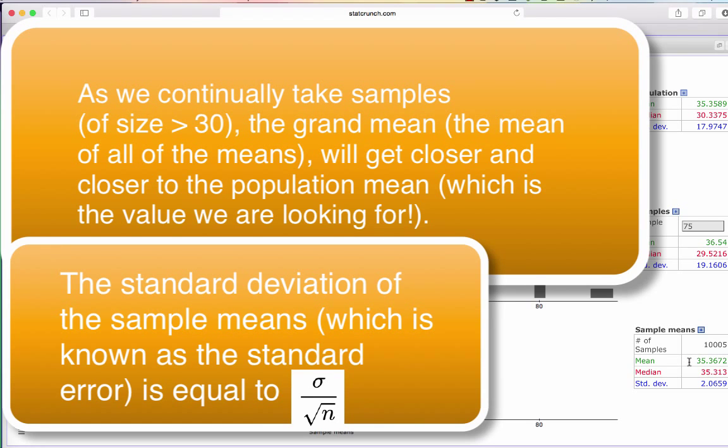It also tells us that there is a relationship between the original population standard deviation and the standard deviation, or the dispersion, among all of the sample means, and that was given to us by the formula. This standard deviation of the sampling means is also called the standard error, and it tells us approximately how dispersed all of the sample means are from one another.